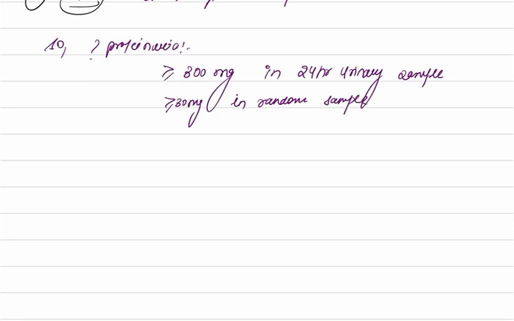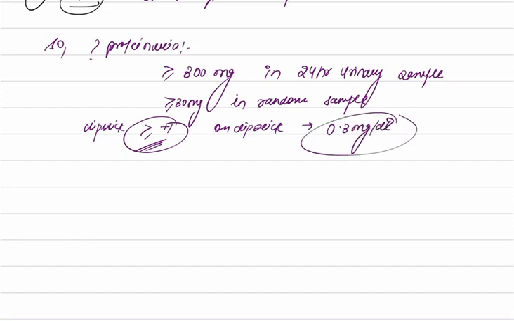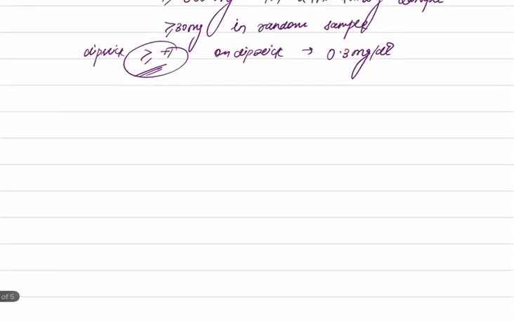And also, dipsticks are easily available. So if it is more than or equal to +1 on dipstick, that will also be considered as proteinuria. Can anyone tell me, more than or equal to +1 represents how much amount of proteinuria? That is 0.3 mg per deciliter. So these are the key points to remember.